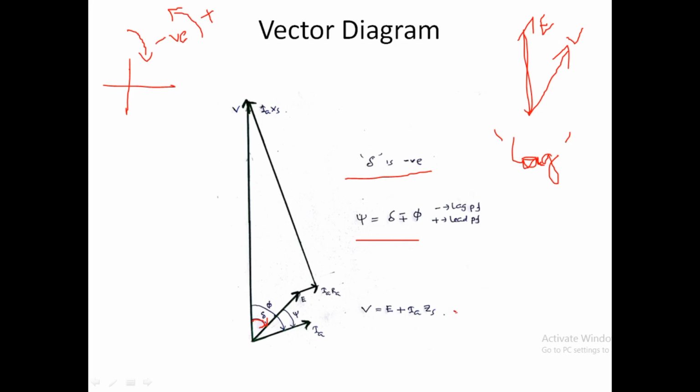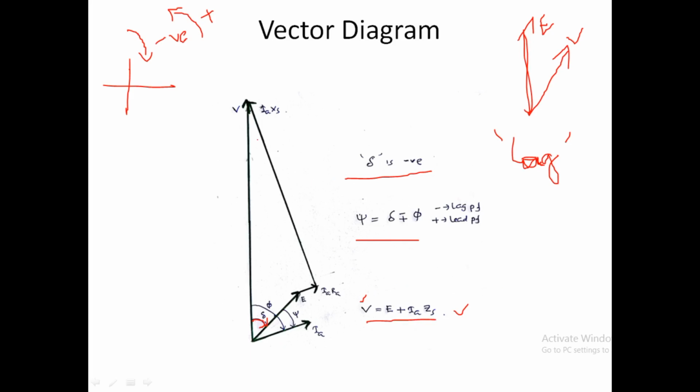And here V equal to E plus Ia into Zs. What was it in case of a generator? It was E equal to V plus Ia into Zs. Because here the voltage is more and the EMF is lesser and is coming later. But in a generator, the EMF is more and the EMF is coming first. Therefore, E equal to V plus Ia into Zs. So these are the differences when comparing with a generator.